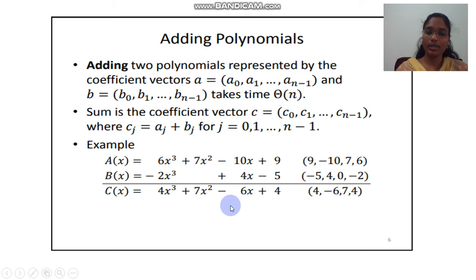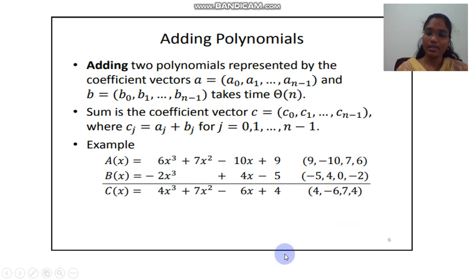So we'll see how we can add the polynomials. We are not going to disturb the x variable or its degrees. Only the coefficients we are going to add. The first polynomial is given as 6x cube plus 7x square minus 10x plus 9, and the second is minus 2x cube, there is no x square term, so leave that space, plus 4x minus 5. So here the only thing we are going to add is the coefficients of the polynomials.